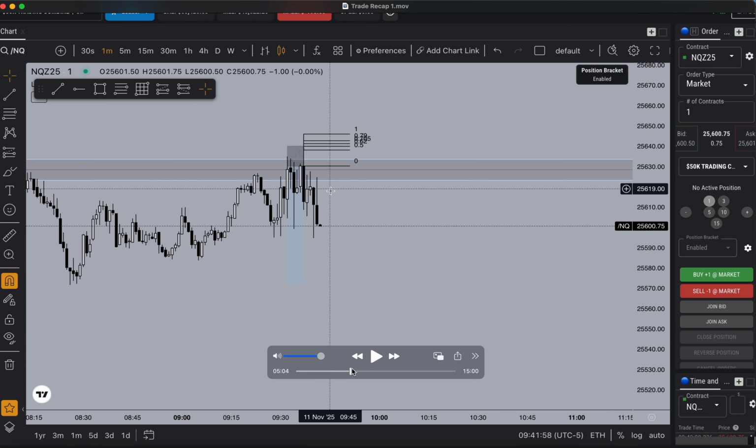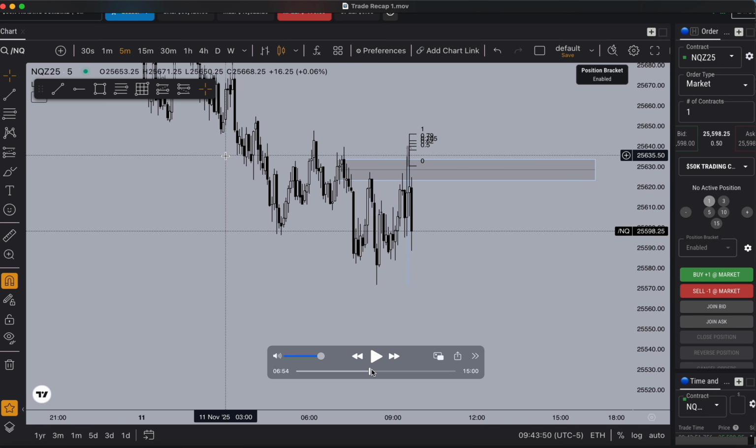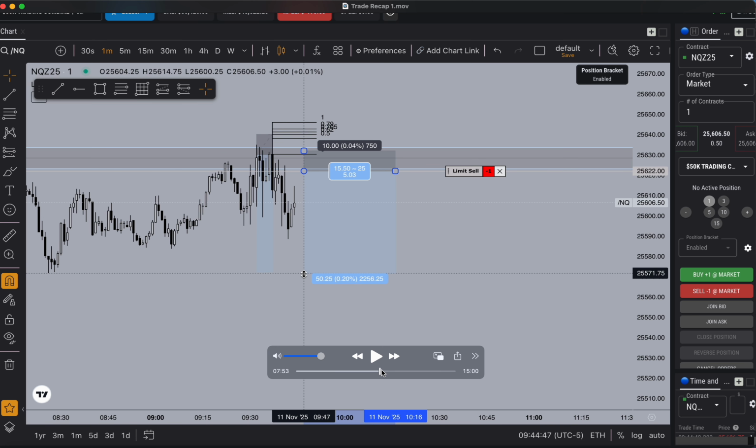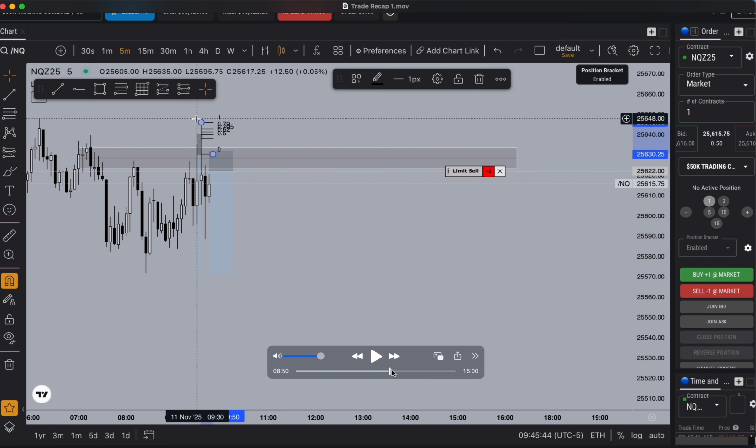Soon. Let me skip towards that part. So here, eventually it goes back up. All right, so right over here. So I put another limit near the opening price of that order block, or whatever, the candle before that CISD. Then it hits my limit.